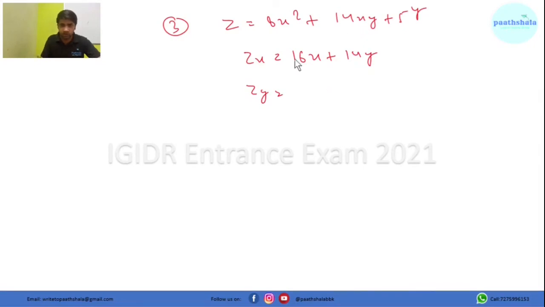Now for zy, the x square differentiation is 0 and here it will be coming out to be 14x, because we are differentiating y, and this should be 5y square. So this will come out to be 14x plus 10y. So this will be your answer.